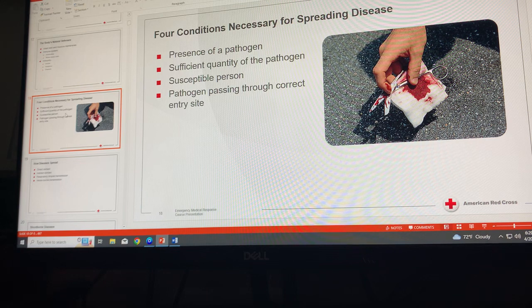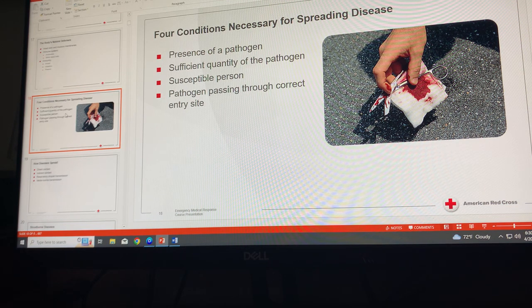Number two is a sufficient quantity of the pathogen to cause disease must be present. Number three, a person must be susceptible to the pathogen. Not everyone is capable of getting the same thing. Some people have immunity to certain things and some people don't.